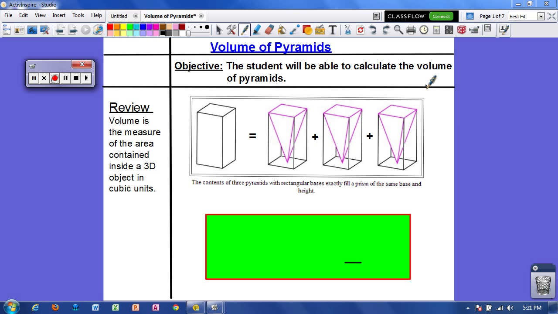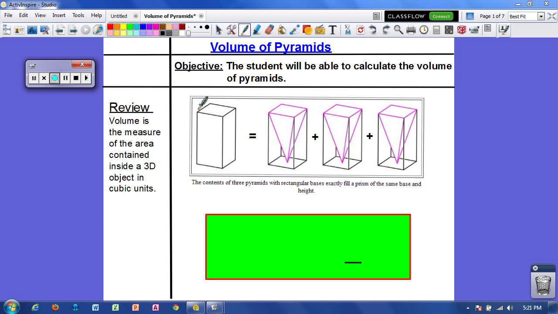So let's review. Volume is the measure of the area contained inside a 3D object in cubic units. And remember, it is cubic units because we are trying to see how many cubes would fit inside of that 3D object. So let's take a look at this picture right here.